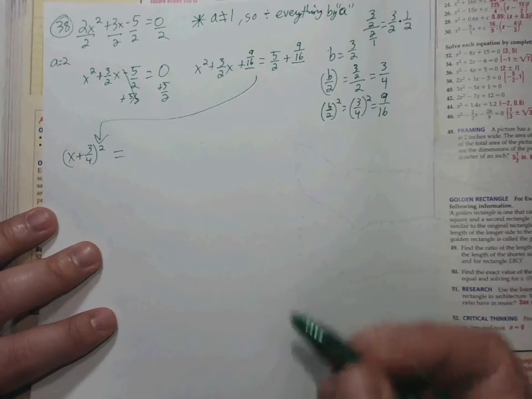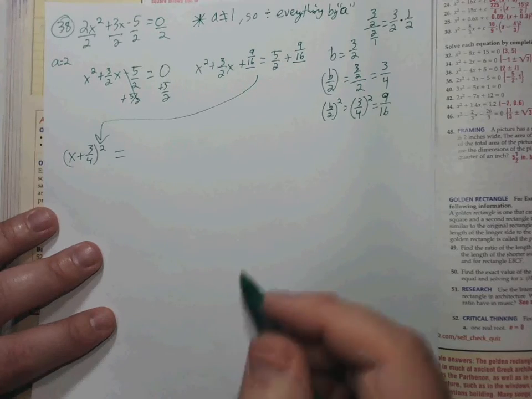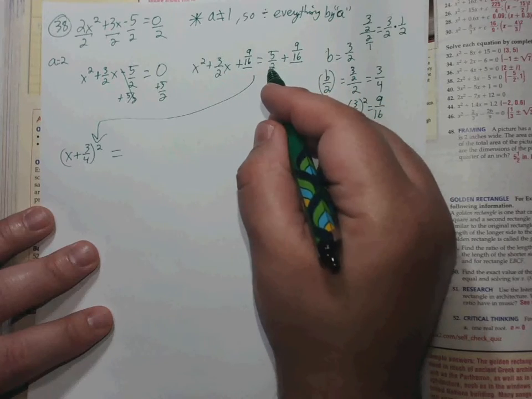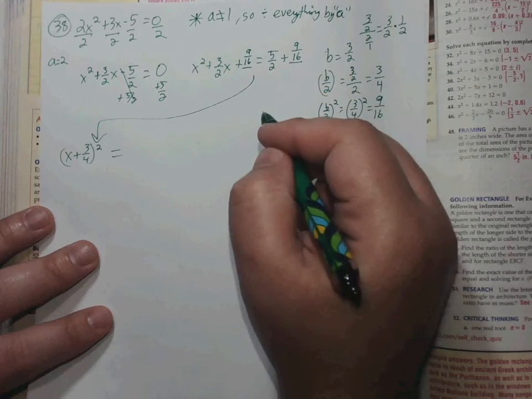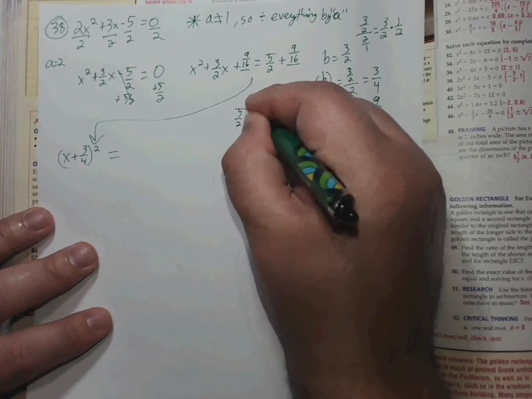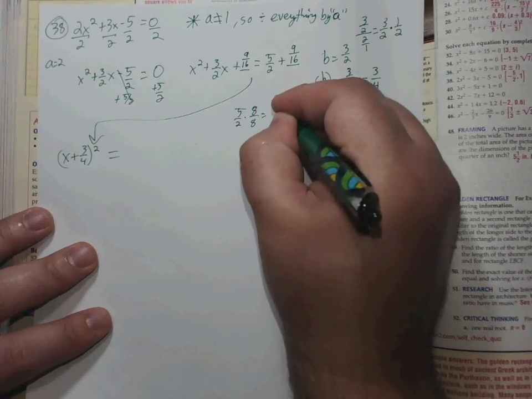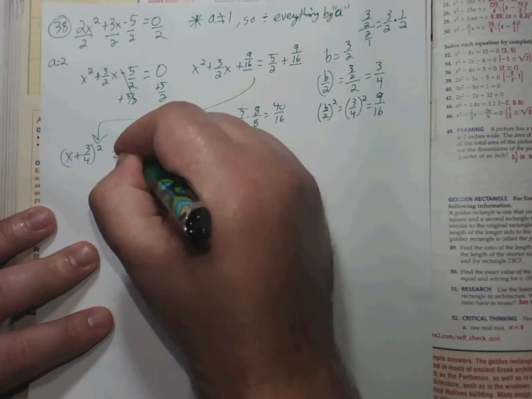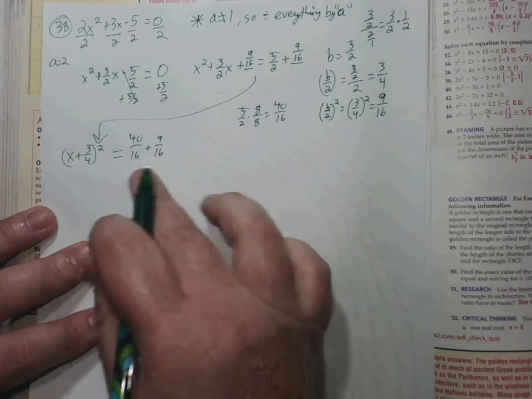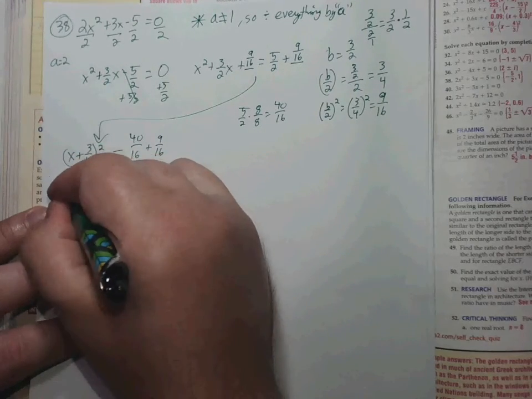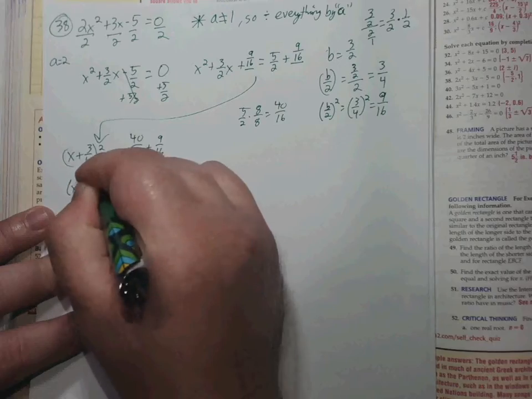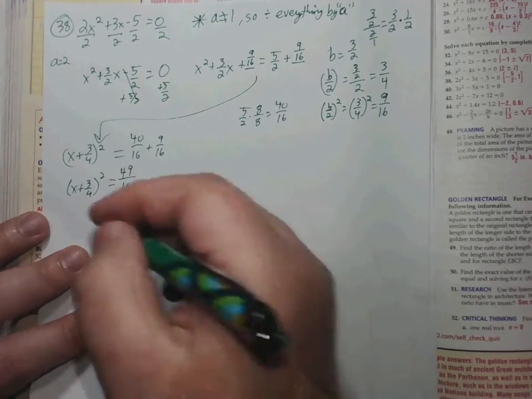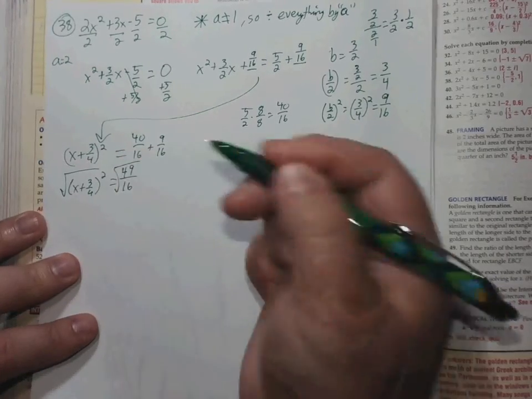Okay, now we got to add these two together, and they have to have like denominators. So, what's the least common denominator of 2 and 16? 16. So that means I got to multiply this by 8 over 8. Okay, so 5 over 2 times 8 over 8 becomes 40 over 16. Alright, so 40 over 16 plus 9 over 16. Alright, and that's 49 over 16. Now I got to take the square root of both sides.